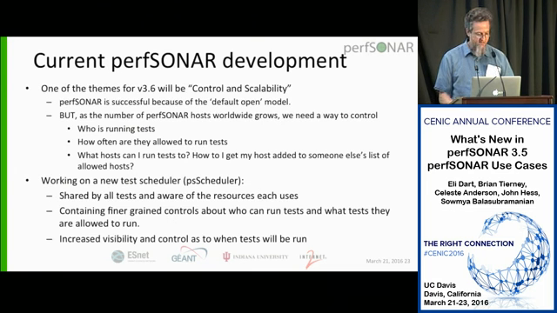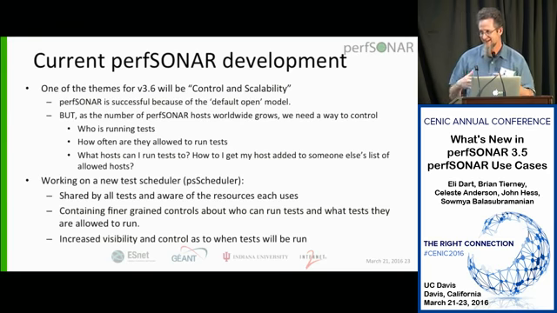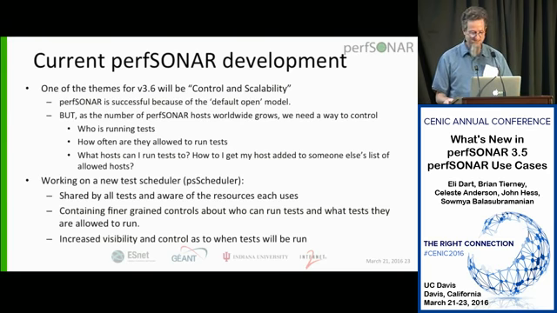So what are we working on now? The themes for the future release are what we're calling control and scalability. Right now, in general, you bring up a perfSONAR node and anybody in the world can test to it, which is really useful. But it also makes some people nervous and can be a problem because sometimes too many people test to it. In fact, ESnet has a couple cases where some of our nodes are getting too popular right now.